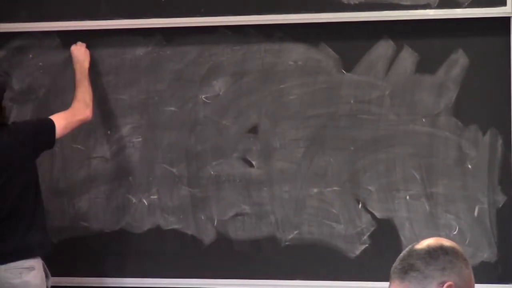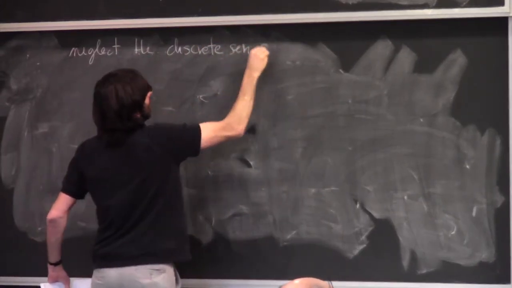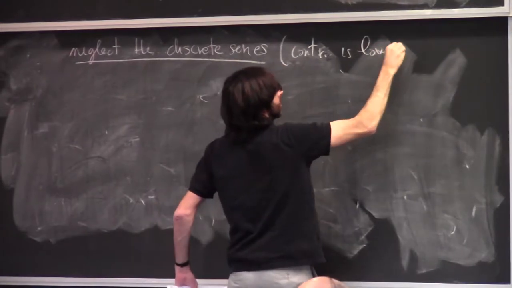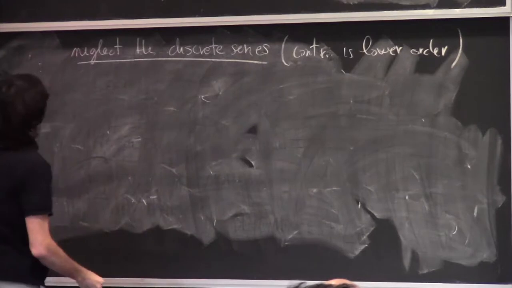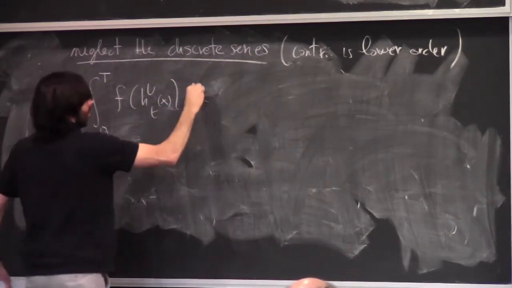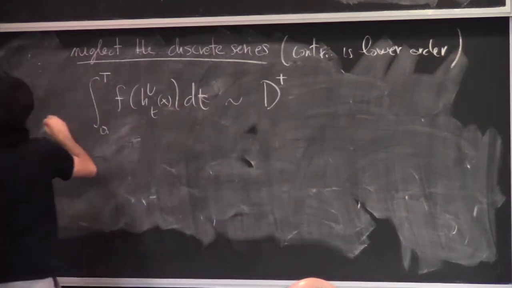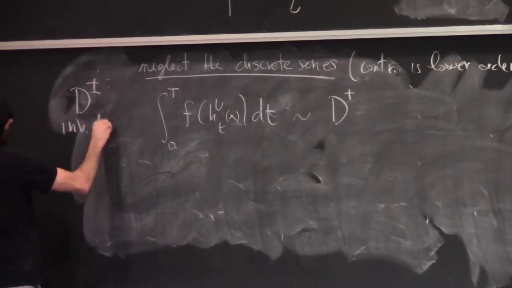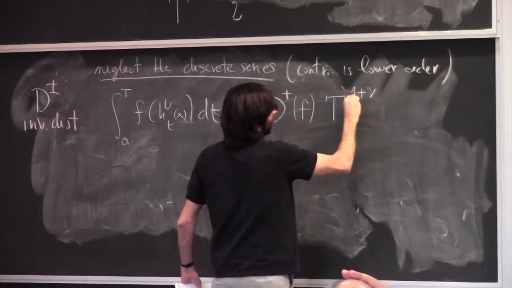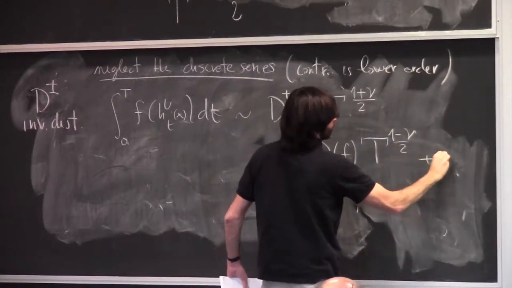So let me now neglect the discrete series, just because the contribution is lower order, so it's negligible. And so what happens here, if I look at some function f and I look at the integral in a horocycle orbit, then there will be two distributions, d plus and d minus, which are the invariant distributions, and this will go like d plus f times t to the (1 plus nu) over 2, plus d minus f times t to the (1 minus nu) over 2, plus lower order.